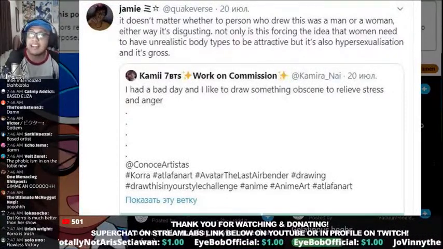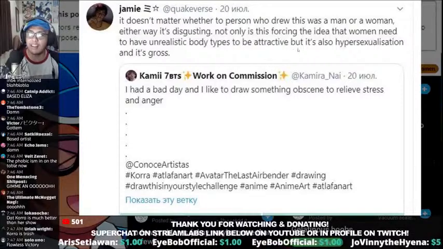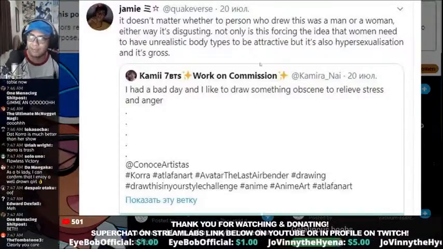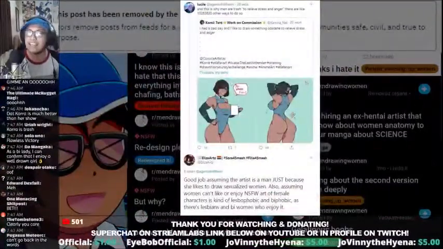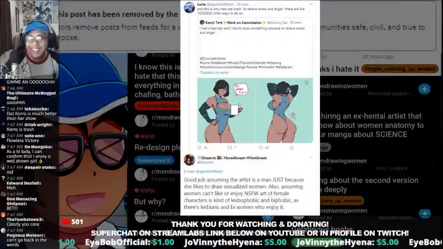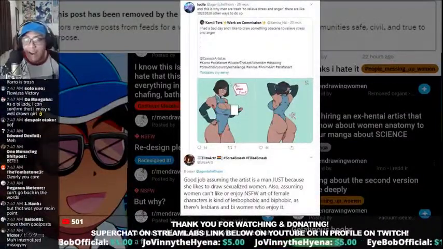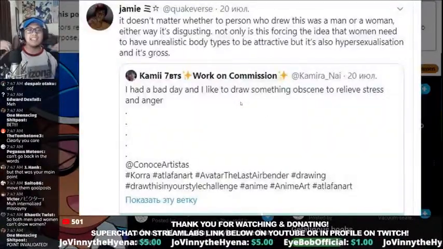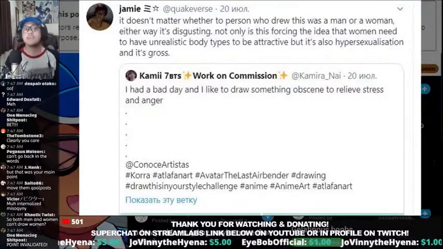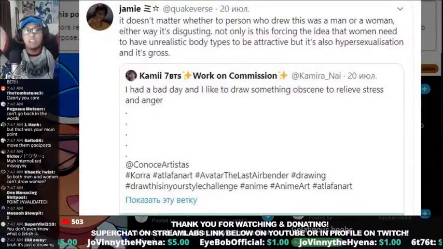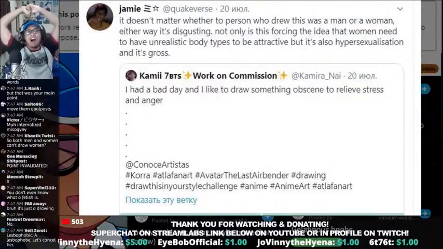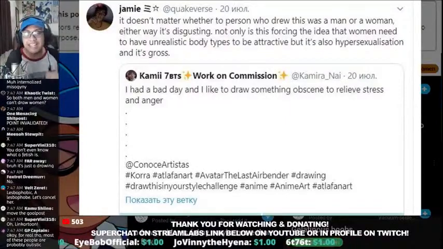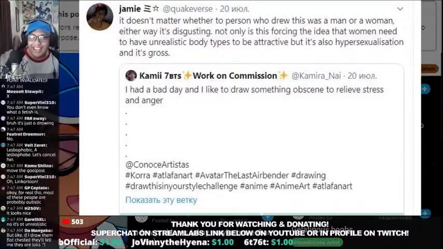Not only this is forcing the idea that women need to have unrealistic body types to be attractive. No, women need to have attractive body types to be attractive. Now, this might be unrealistic. Actually, it is realistic. It's uncommon, it's rare, but it is possible for women to have this. Just because it is on a very, very high metric, just because it's not the average doesn't mean it's not realistic to be attractive.